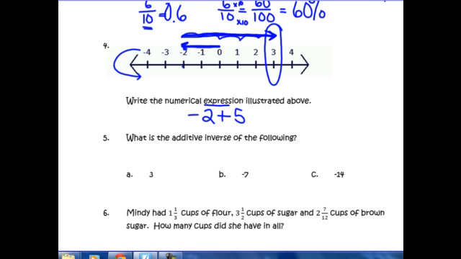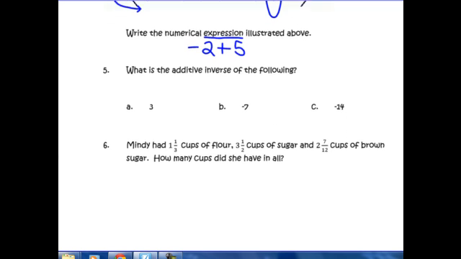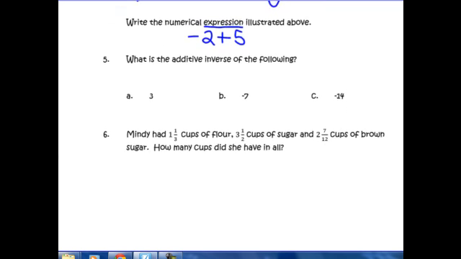And again, expression, because expressions do not have equal signs. So I did not put an equal sign on that. I didn't say equals 3. It does equal 3, but we don't have to put an equal sign on an expression.